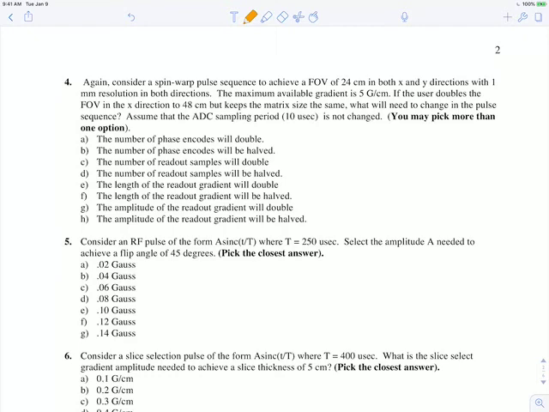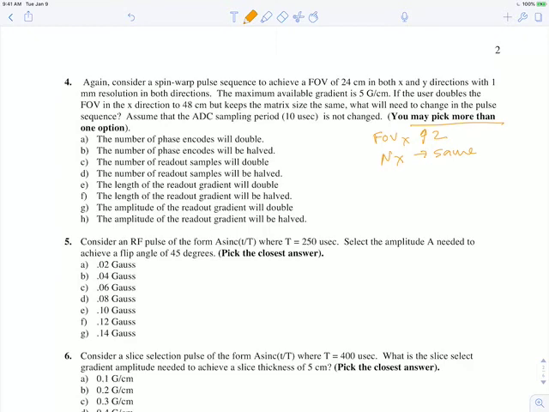Well, this is a case where it says you may pick more than one, but you probably shouldn't. So it's not always that you should pick more than one. So let's look at this. Here, it's essentially the same. FOV of x is doubled. But now the key thing is this is the same. So that's going to change things a little bit, right? Okay. So the question is, what needs to change in the pulse sequence?